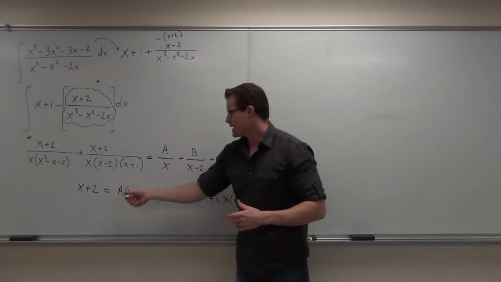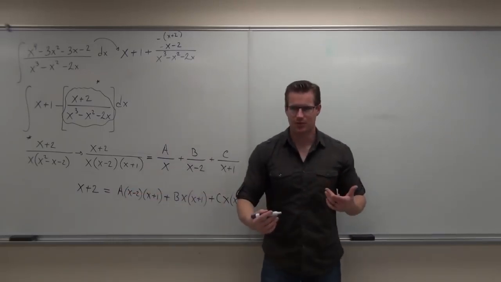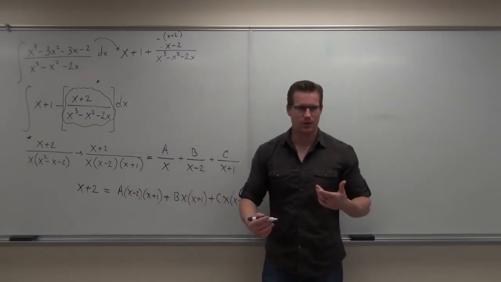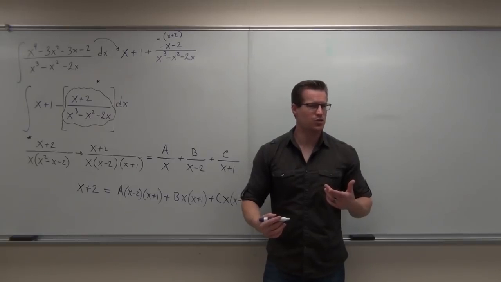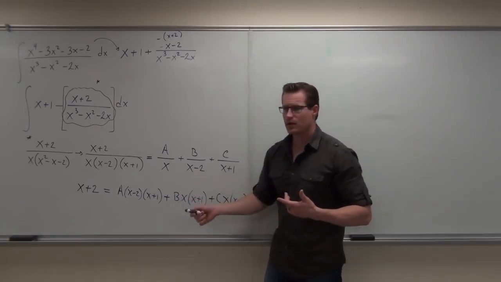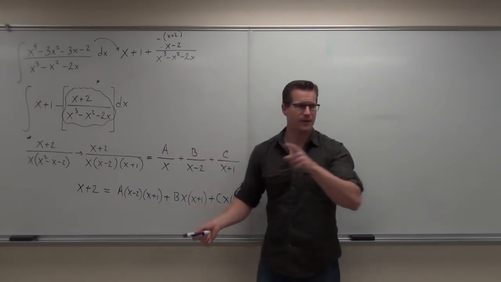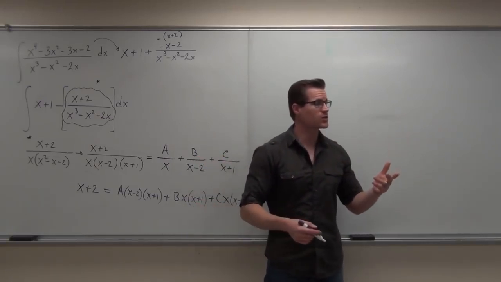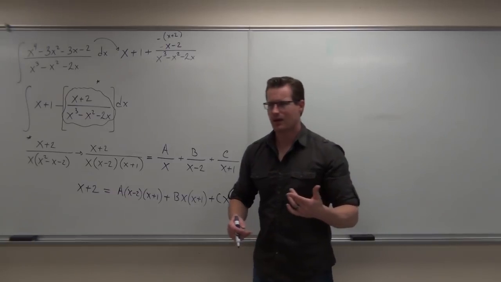Now, can you find A, B, and C by plugging in some different numbers? Can you do that? Tell me the 3 numbers you'd probably plug in here. 0, 0 for sure. And then what? -1, 2 would be 1, and then the other one? Yeah, plug those numbers in. If you haven't done it already, go ahead and do that.